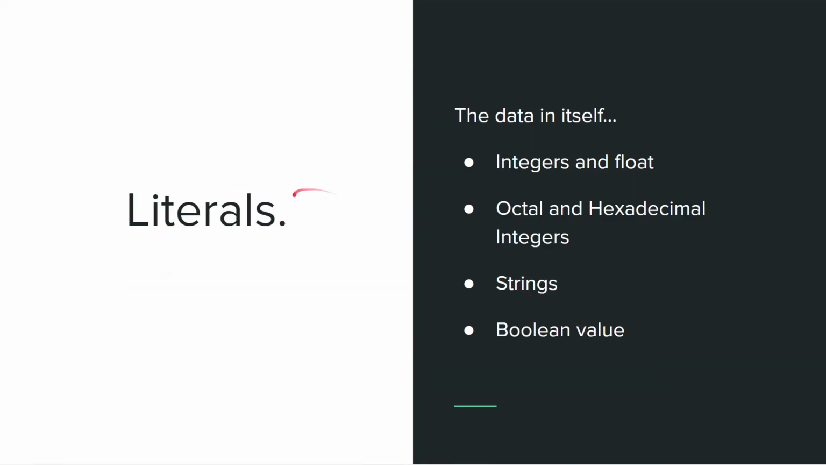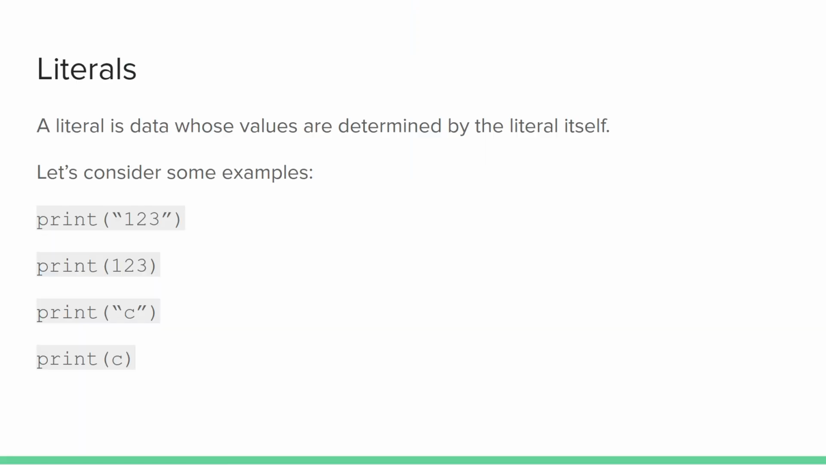So we have the literals. Let us talk about literals. Literals are data in itself. What are data in itself? Something like integer, float, octal, hexadecimal, string, boolean value. So let us start with literals.